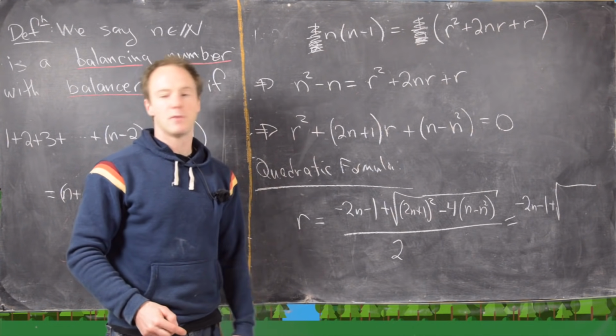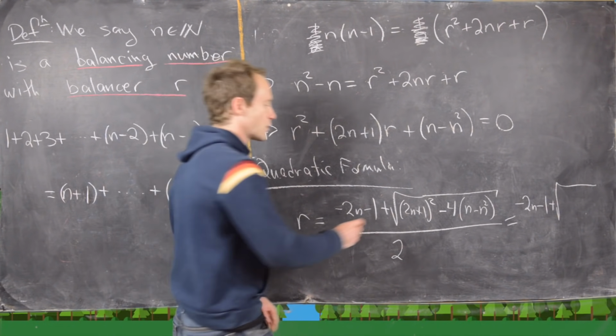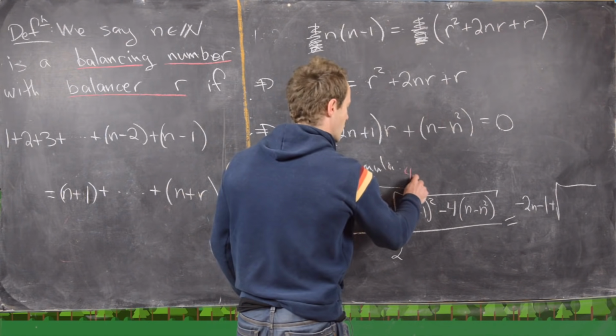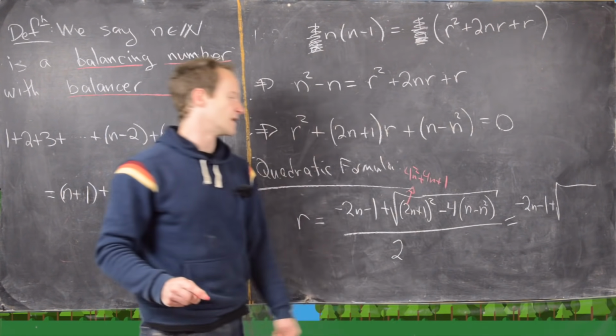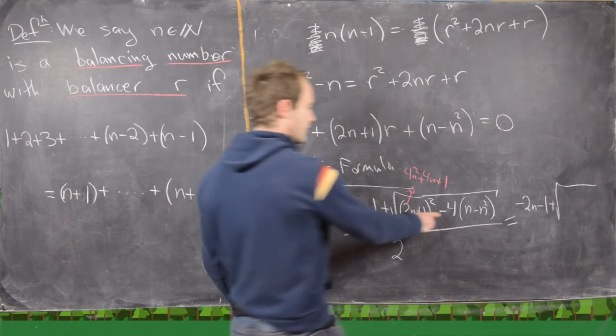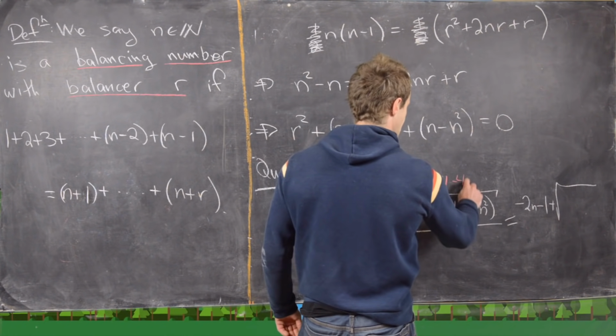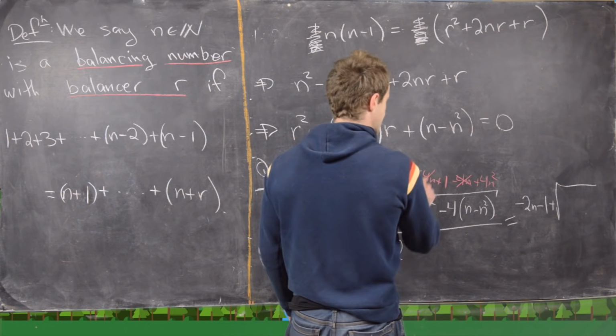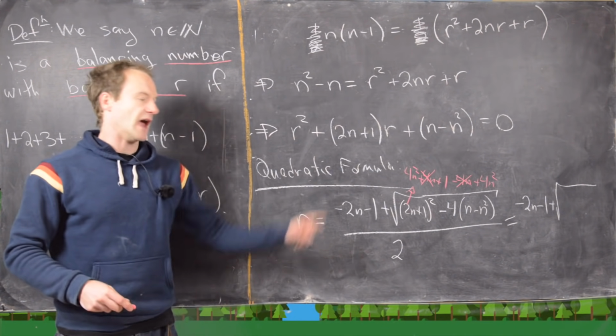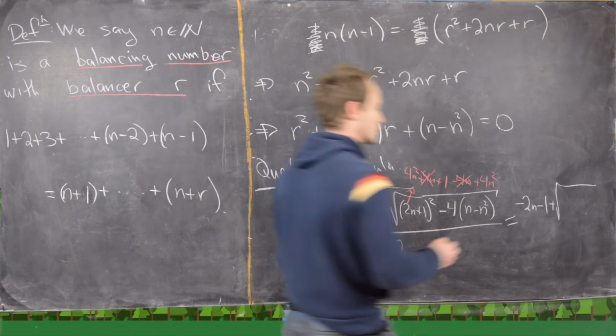So notice if we multiply this out, we're going to get 4n squared plus 4n plus 1. So that's what we get there. And then if we distribute this minus 4, we get minus 4n plus 4n squared. So notice the 4n's cancel, and we're going to get 8n squared plus 1.